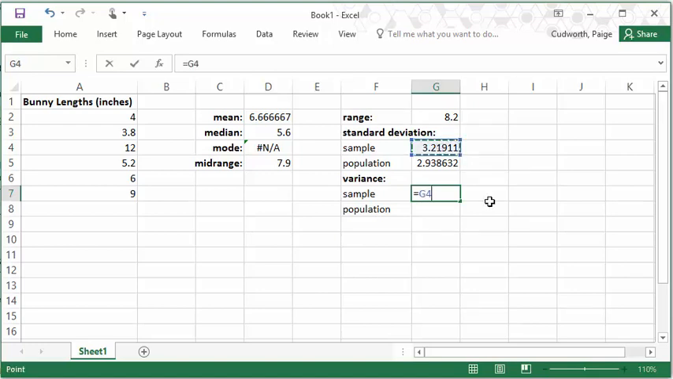I'm going to select the sample standard deviation that was already computed, and then square that by doing the up caret, which is Shift 6 on a traditional keyboard, and then 2, so raised to the second power. For population, we do the same thing, but with the population value.